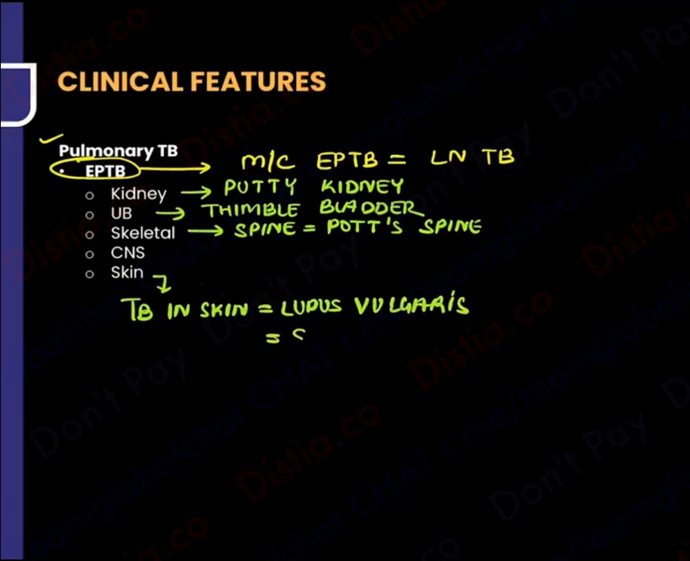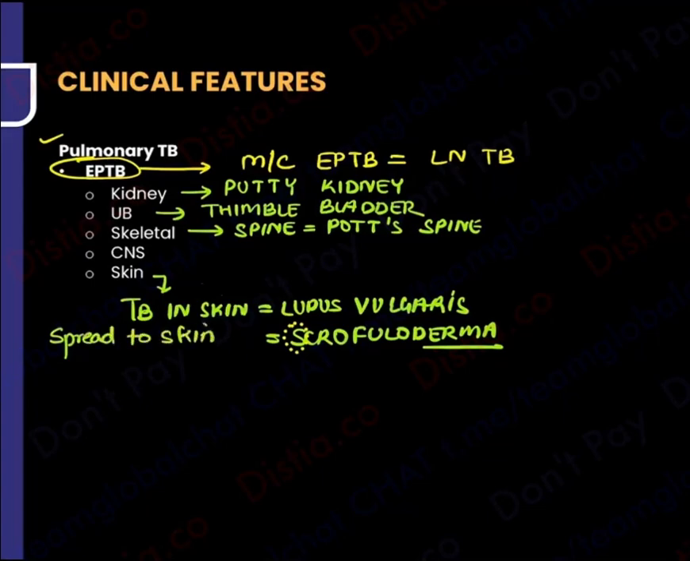Whereas what do you understand by scrofuloderma? Derma I've understood has to do with the skin, but scrofulo tells me it is spreading. So if this is the skin, for example the skin of the supraclavicular region, this means there is a TB below in the lymph node, and that TB is spreading over here. So scrofuloderma basically means there is spread to the skin from an underlying focus.